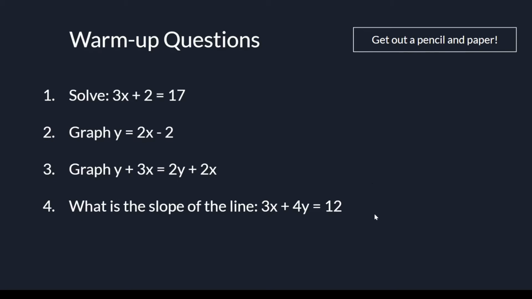So let's start with number 1. It says to solve for 3x plus 2 equals 17, and it asks you what x is. So who wants to try to do this one? Anyone? Aiden. Yeah, so this is pretty simple. You just try to make it even. So you do stuff on both sides.